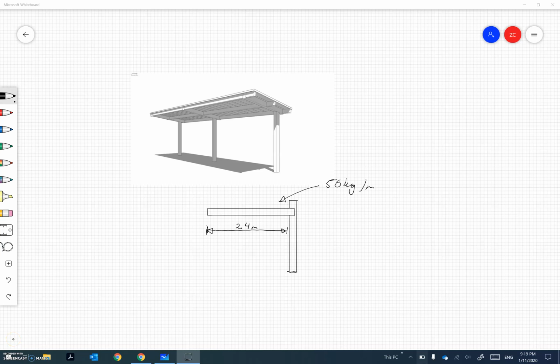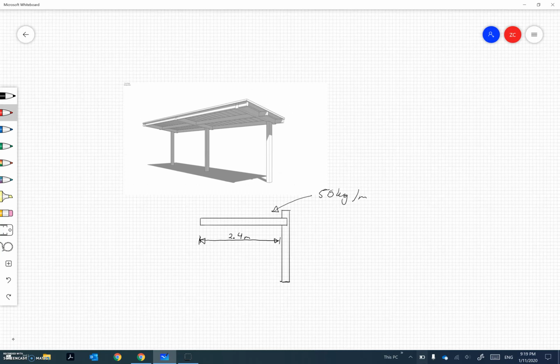Let's have a look at this cantilever problem. When you have a cantilever, there's something special, and that is you will have a reaction force here. Let's call this reaction right.